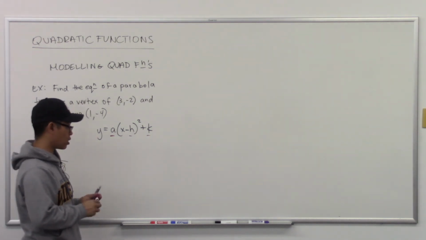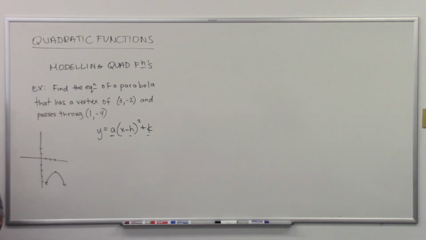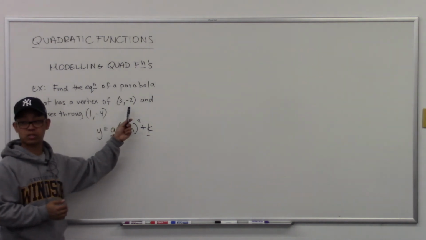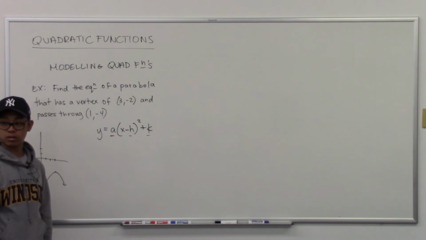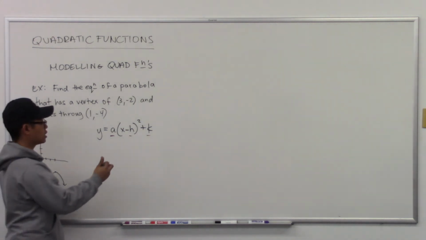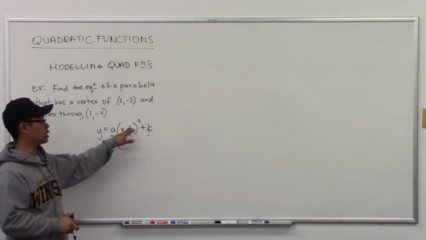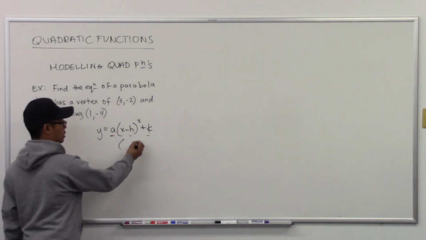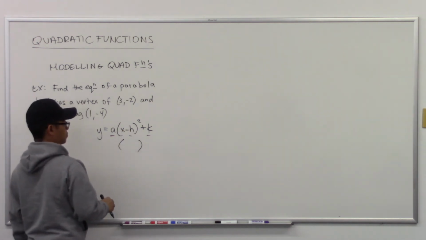The vertex tells us what, Maya? The vertex tells us where the maximum is. Yes, but out of those values, what does it tell us? The fact that our vertex is 3, negative 2 helps us to fill in some of this vertex form. The h and the k. Right. Am I going to put here, Katie, x minus, what number am I going to put here? Tell me what to write.